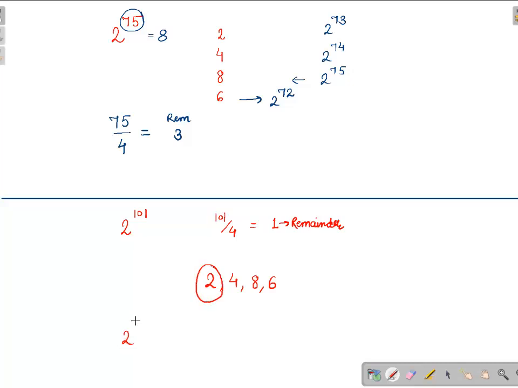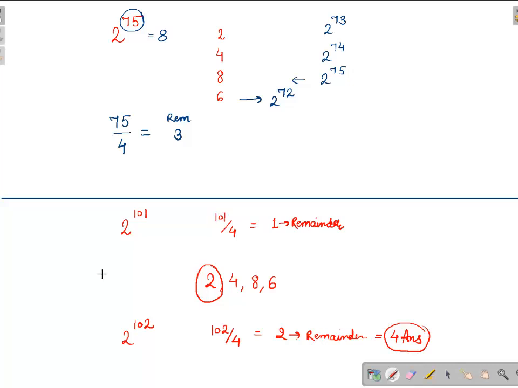Now what if my question is 2 raised to power 102? Once again, we'll take the power and divide it by 4. Since we are getting 2 as the remainder, the second number of the cycle will be the answer. What was the cycle? It was 2, 4, 8, 6. What will be the second place of that? That was 4. That's why the answer in this case will be 4. I think the concept is clear now.